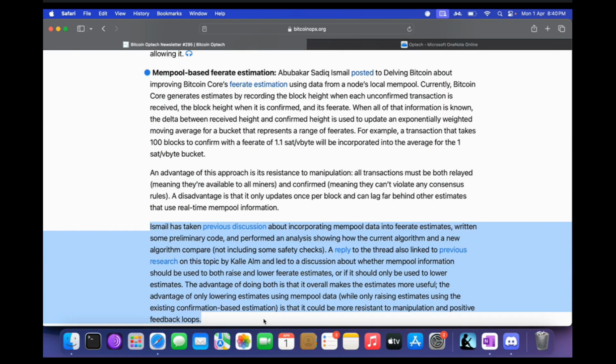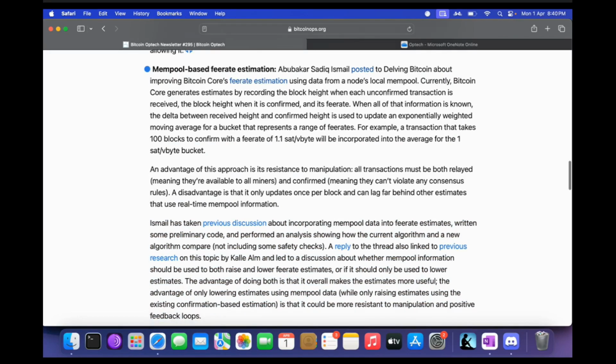A reply to the thread also linked to previous research on this topic by Callie Alm and led to a discussion about whether mempool information should be used to both raise and lower fee rate estimates, or if it should only be used to lower estimates. The advantage of doing both is that it overall makes the estimates more useful. The advantage of only lowering estimates using mempool data while only raising estimates using the existing confirmation-based estimation is that it could be more resistant to manipulation and positive feedback loops.